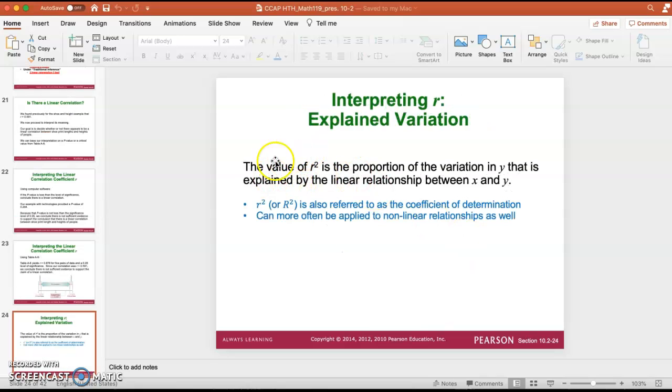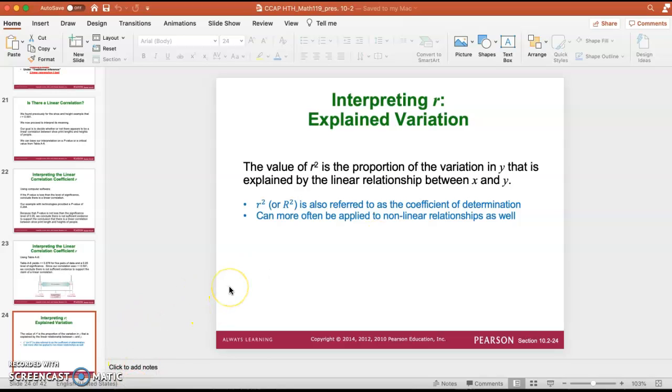Now, some other things you can do with this: the value of r squared is the proportion of variation in y that is explained by the linear relationship between x and y. So this is taking that same correlation coefficient, just squaring it, and it can tell you some other stuff as well. Just some other side notes with that, r squared, or sometimes you'll see this as capital R squared, depending on which source you look at. It's also sometimes called the coefficient of determination. And this one is a little more often applied to non-linear relationships as well, just as a side note.